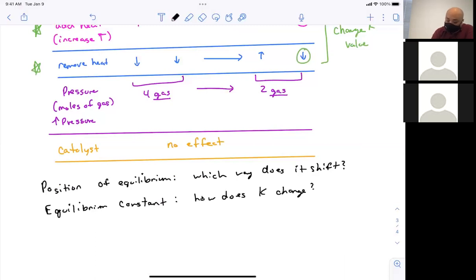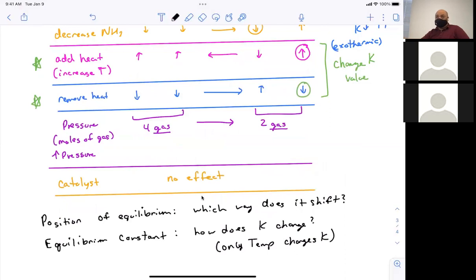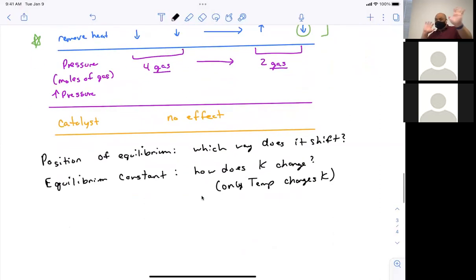And you have to remember that only temperature changes K. So yes, they might ask you, if I increase N2, state and explain the change in position of equilibrium and the equilibrium constant value, and you would say the equilibrium constant value does not change, but an increase in N2 will cause a shift to the right toward the products. So you definitely want to address both these things.